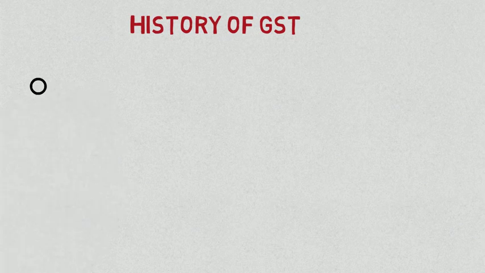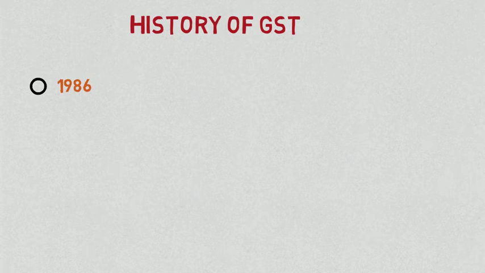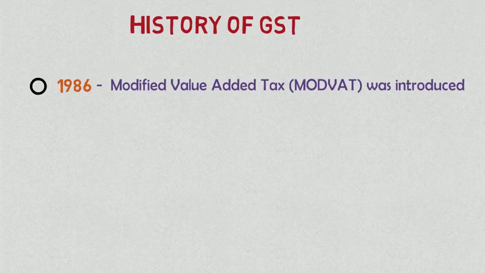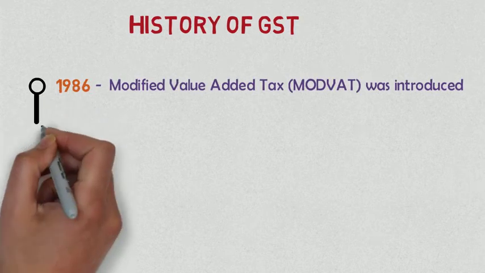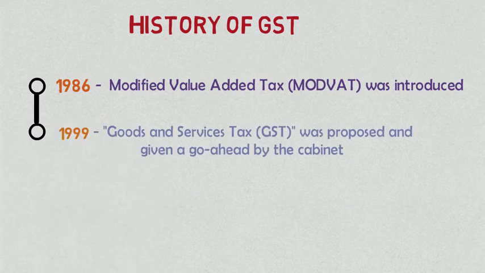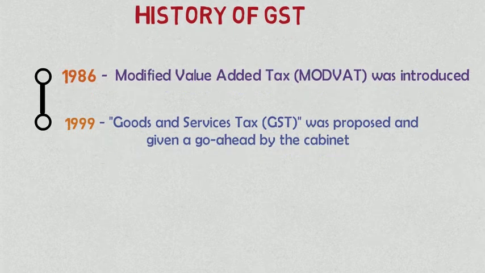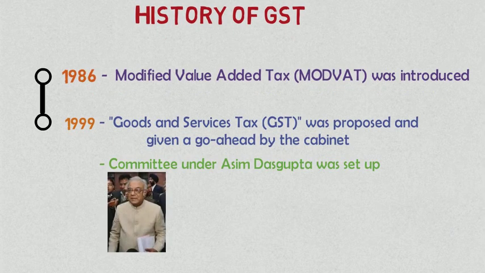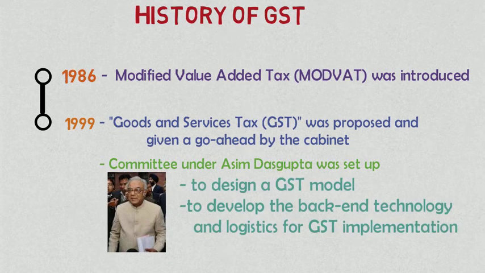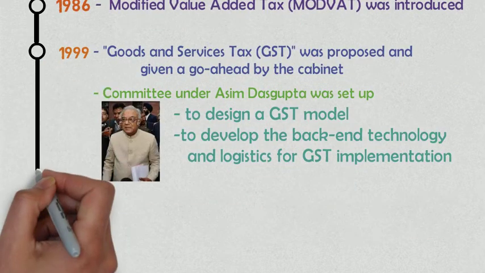Let's quickly look at the history of GST. The reform of India's indirect tax regime was started in 1986 when modified value-added tax was introduced. A single common goods and services tax was proposed and given a go-ahead by the cabinet in 1999. A committee was set up headed by the Finance Minister of West Bengal, Asim Das Gupta, to design a GST model and to develop the back-end technology and logistics for GST implementation.